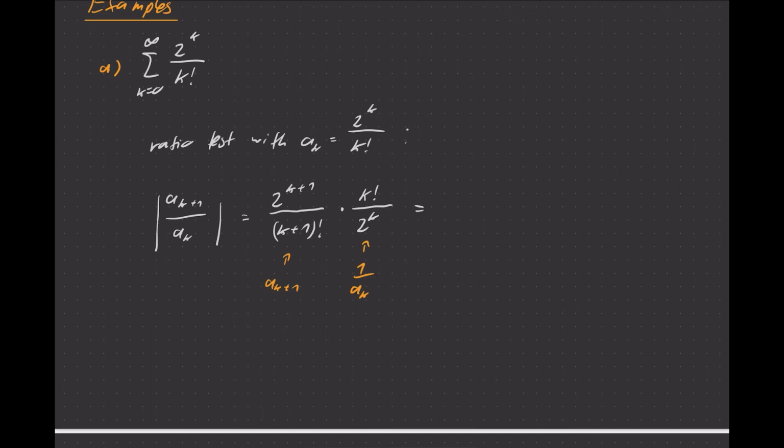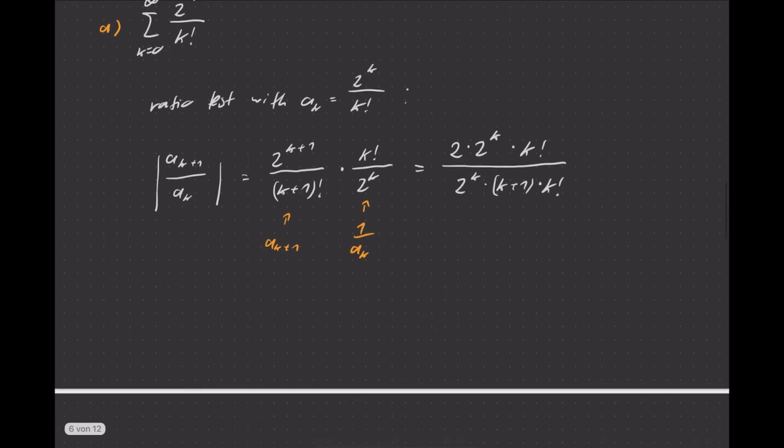Now what you can see is 2 to the power of k+1, that is equal to 2 times 2 to the power of k. We just leave the k factorial. Then we have a 2 to the power of k here in the denominator, and we also have this (k+1) factorial, and that can also be split. That is the same as (k+1) times k factorial. So a number of things cancel out, and that is where the power of the ratio test comes from. If you have factors where a number of things will cancel out, then the ratio test often helps. So in this case, the 2 to the power of k cancel out, and the k factorial cancels out. So we are left with 2 over k+1.